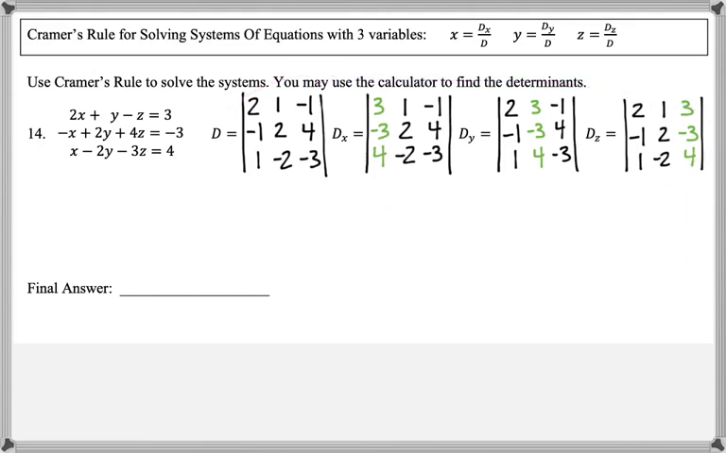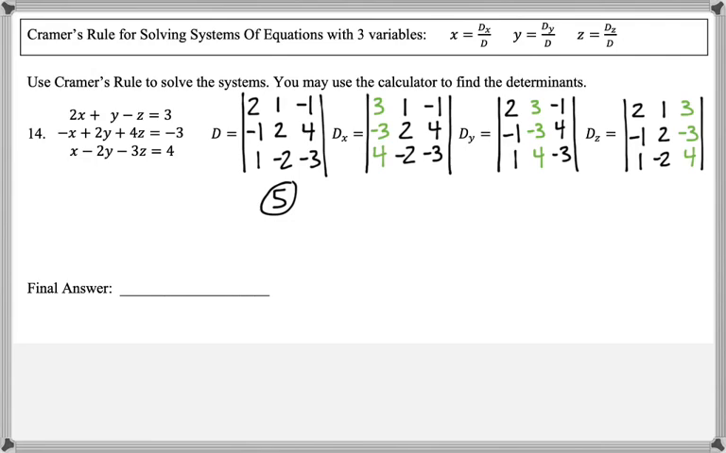So the first determinant, D, we want to take the coefficients of the x column, y column, and z column, and then find the determinant of that 3 by 3 matrix. So we can do that on the calculator, and that will get us 5.